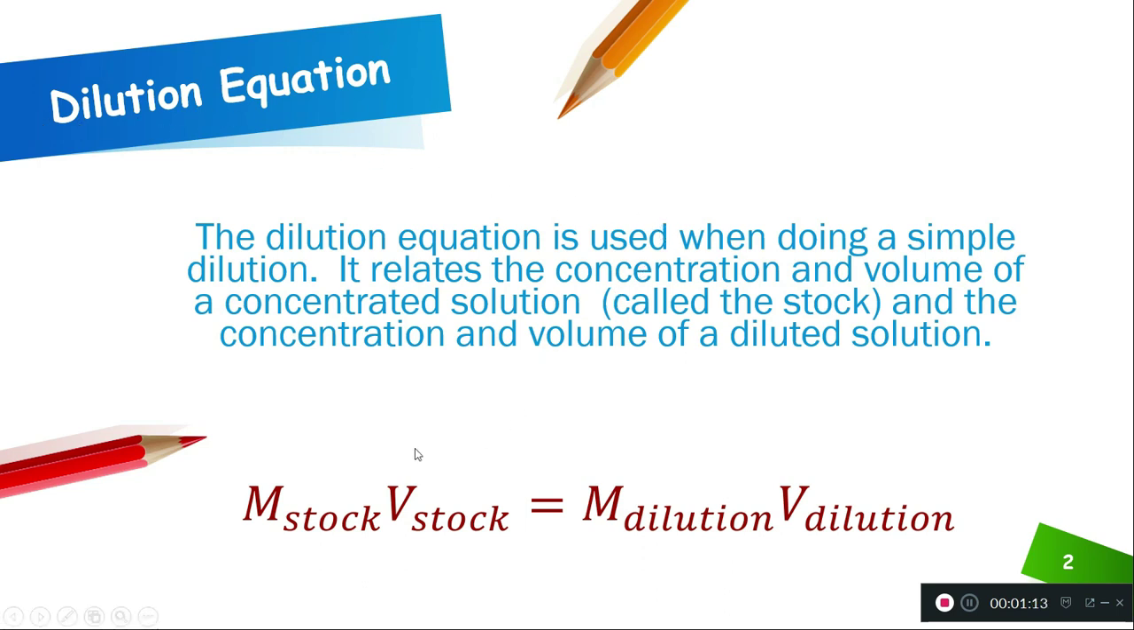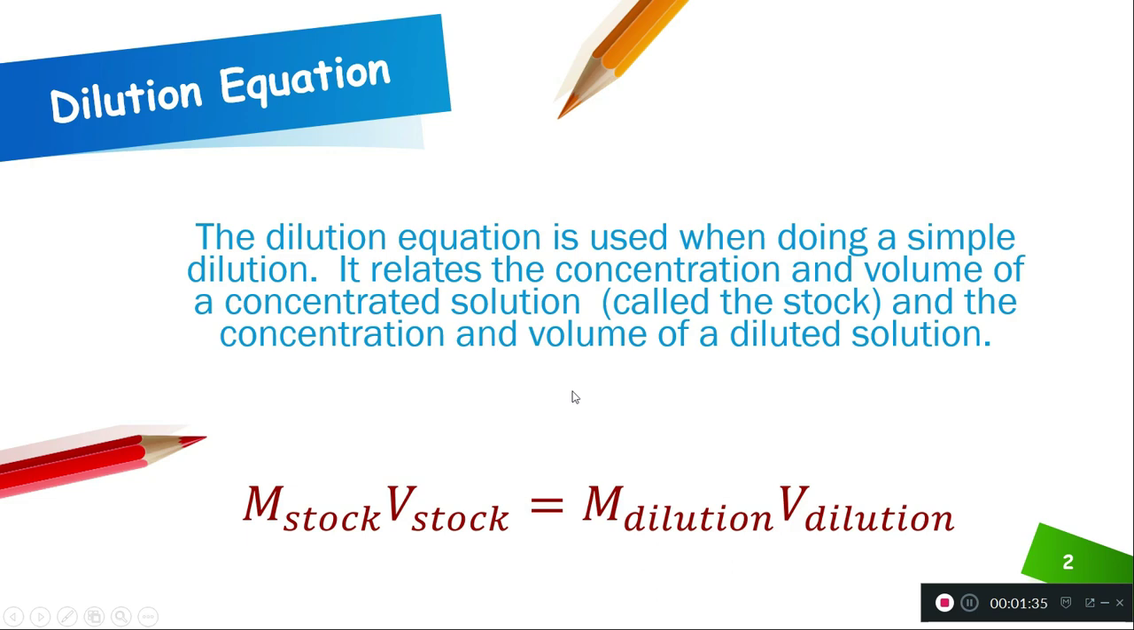The typical equation looks like this: molarity of the stock times the volume of the stock equals molarity of the dilution times the volume of the dilution. Since molarity times volume is equal to moles, you're saying whatever moles you take out of the stock, you're going to put in the dilution. You're making the two sides equal.